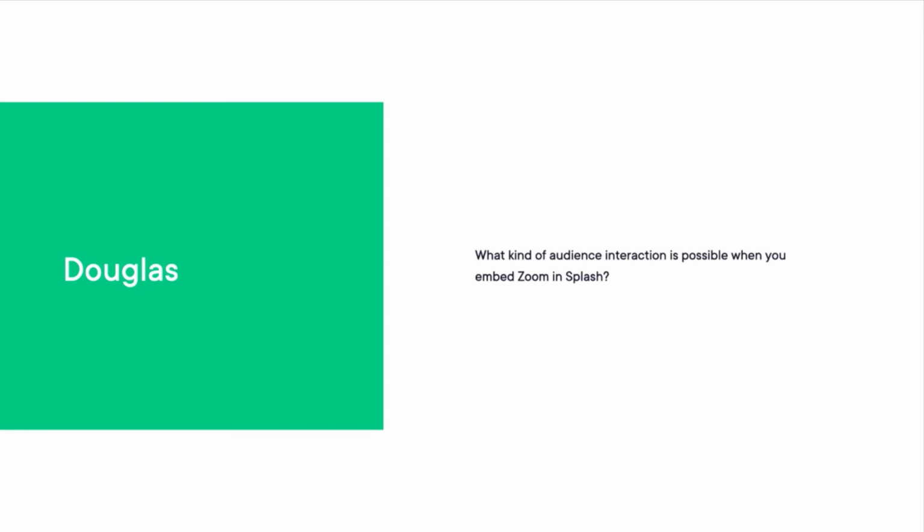Taylor asks, if we embed a Zoom meeting, would the event participant be able to unmute themselves to ask a question to the host, or should we link out? Great question, Taylor. They can mute and unmute themselves to ask questions and participate, and they could even have their webcam on.